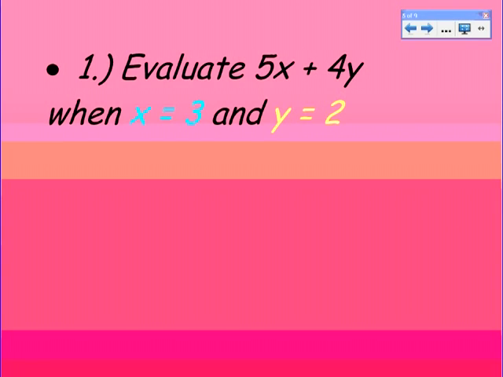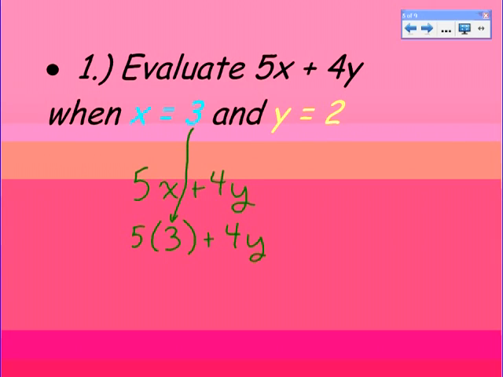5x plus 4y. I always write out my expression. I like to rewrite it. I want it in my handwriting because I want to get it away from all those words. Now it's telling me x equals 3. So wherever I see an x, I'm going to get rid of it and I'm putting in a 3. So right here, that's where my x would be. I'm taking this 3 and I'm substituting it in there.